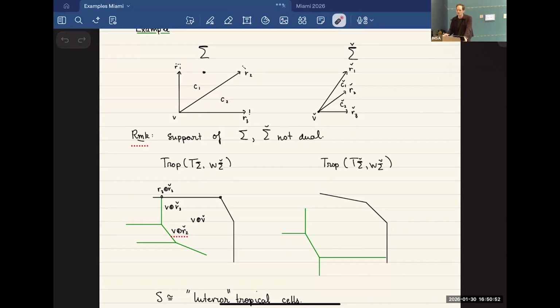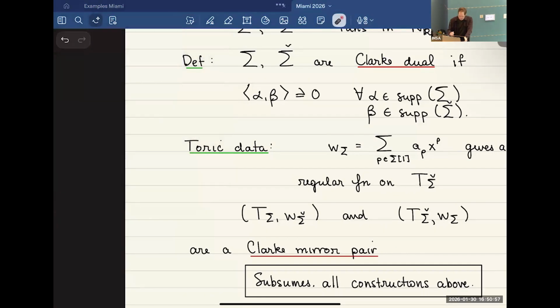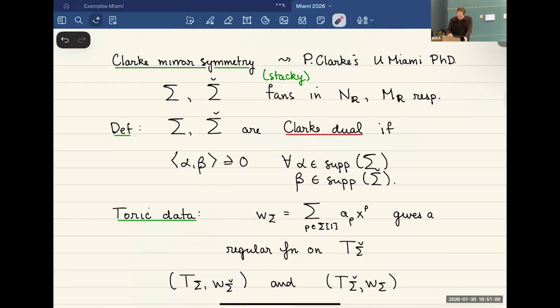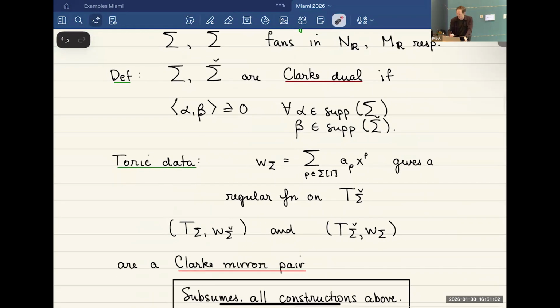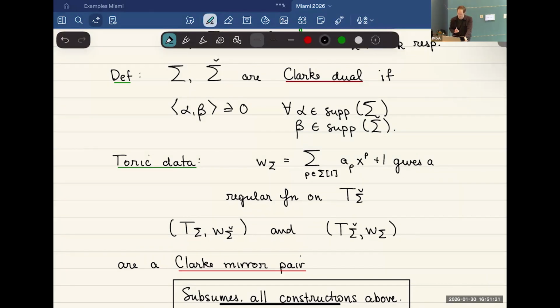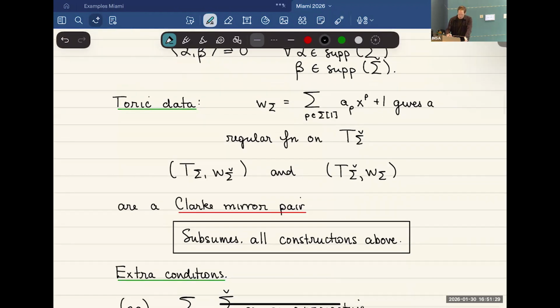Other questions about this? Can you see the formula for the potential again? I just want to do that. So it's just the sum of the monomials coming from the rays of the initial fan. You also seem to have the origin. Okay, sure. I can add the origin if you want. Thank you. Is that okay? Okay, great. Good.